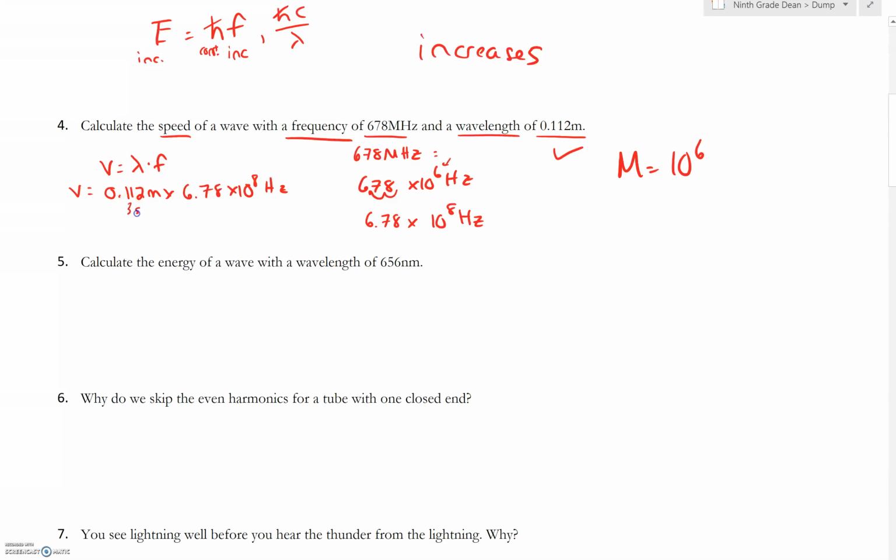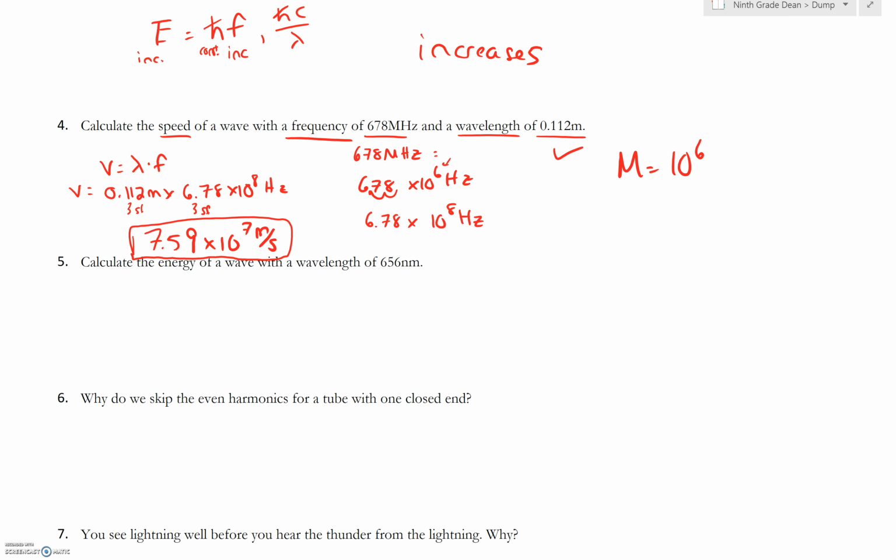0.112 has 3 sig figs, so does 6.78. So you're in a very clear situation here where you just need 3 significant figures. And the answer to this at the end of the day was 7.59 with rounding times 10 to the 7th meters per second. And I was looking for you to have the sig figs, the rounding, and the units here. Okay? You did also have to show your work. That was important.